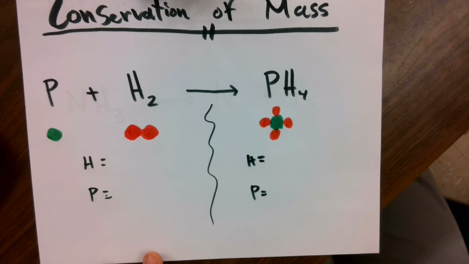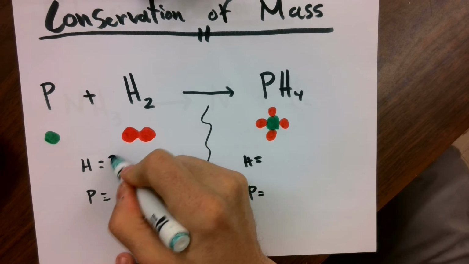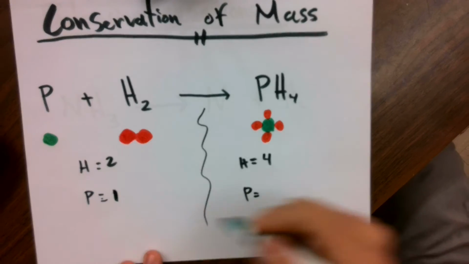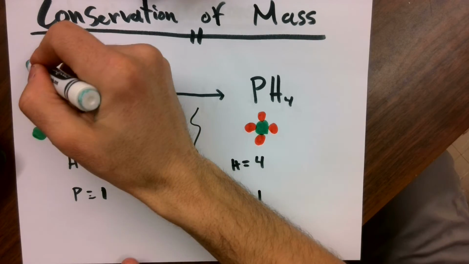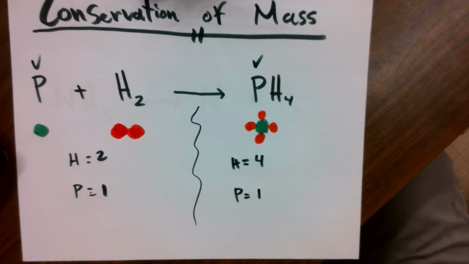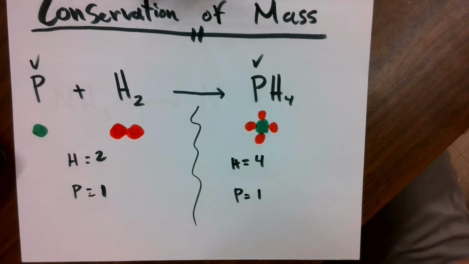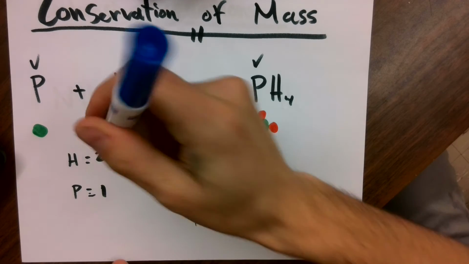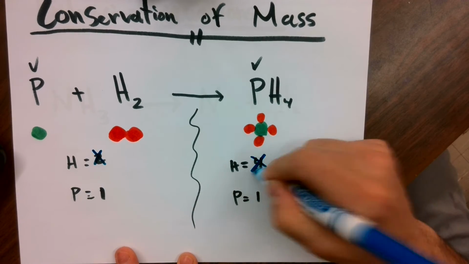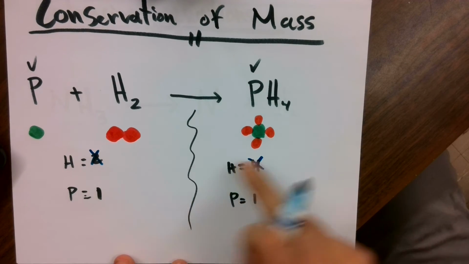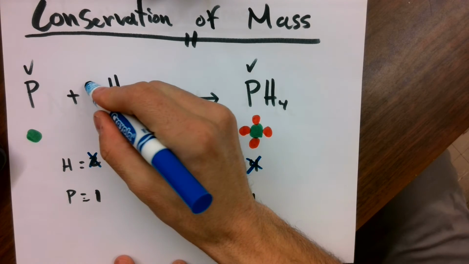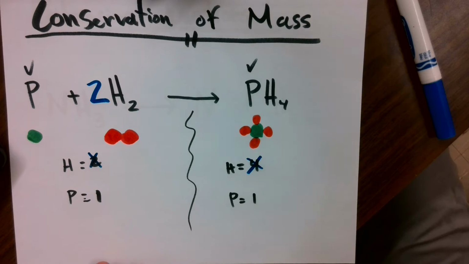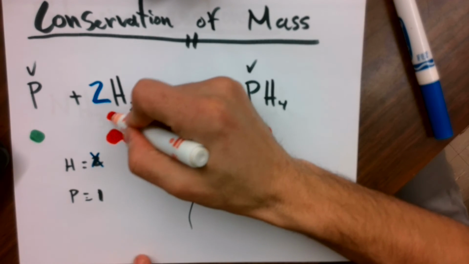So how many hydrogen do I have here? Well, I have 2, 4. How many phosphorus? 1. 1. Cool. So my phosphorus, it's good. I don't need to change that. The hydrogen is the one I need to fix. So I'm going to use this blue marker to show me at my second attempt, because this isn't going to work, right? Not going to work. So if I have 4 hydrogens here, well, I need 2 of these. It'd be like drawing another 2 red circles.